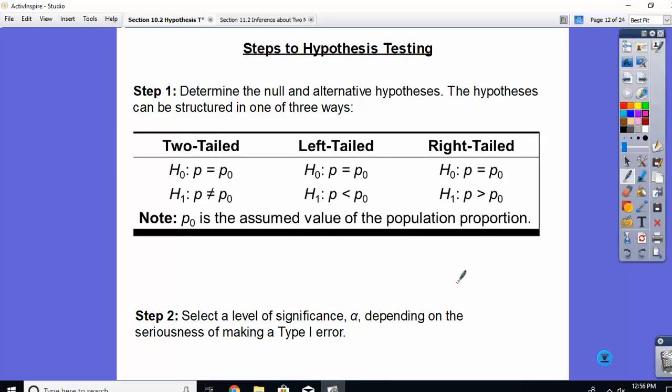So our first step is always the null and alternative hypotheses. Same 3 options that we talked about yesterday. The null is always equal. The alternative can be not equal, greater than, or less than. Step 2, we'll have to have an alpha. Almost always for now, it will be given to you in the problem. And basically, the more serious it would be to make a type 1 error, which type 1 is what? Rejecting when I shouldn't. So the more serious it would be if I rejected when I shouldn't, the smaller that alpha will be. If it's less serious, we can use a bigger alpha.